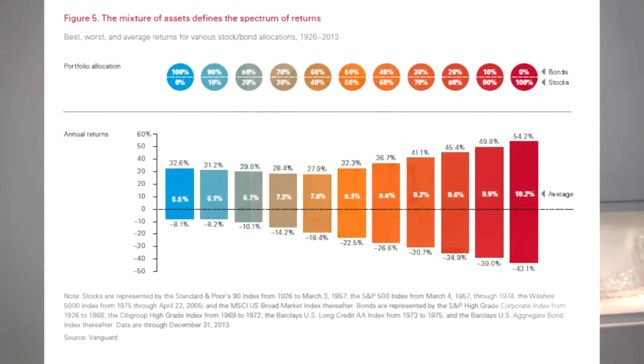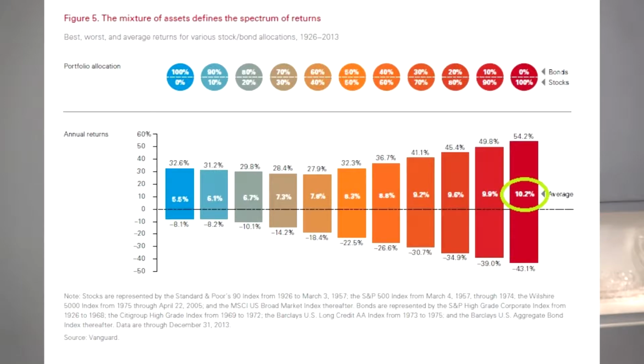The first graphic I want to show you is one by Vanguard, and it looks through bond indices and stock indices back through 1926 up through 2013. All the way to the left is 100% in bonds, all the way to the right is 100% in stocks. And there's incremental 10% shifts of the portfolio. Right in the middle is 50-50. If you look all the way on the left-hand side, what you'll notice is the average return is 5.5%. All the way to the right for the stock portfolio, the average return is 10.2%.